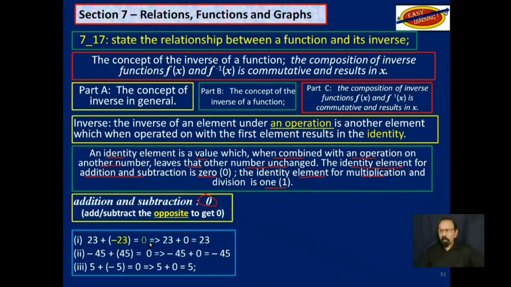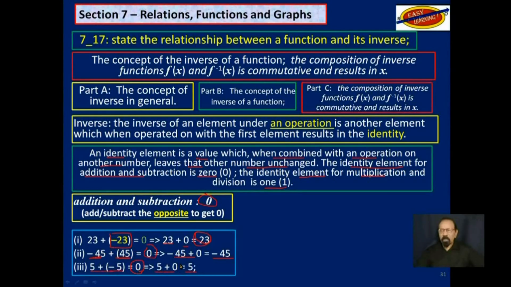So if you take 23 and you add 0, you will get 23. This negative 23 here is the inverse, the additive inverse. And if you take negative 45 and you add 0, you will get negative 45. So the identity element for addition and subtraction is 0. The additive inverse is plus 45. And the same thing applies for this: 5 plus negative 5 is equal to 0. That is to say, 5 plus 0 is equal to 5.